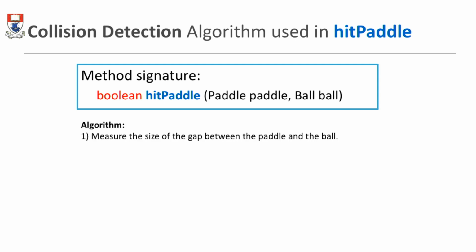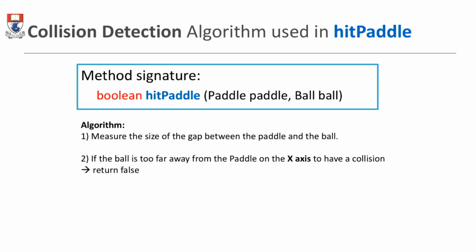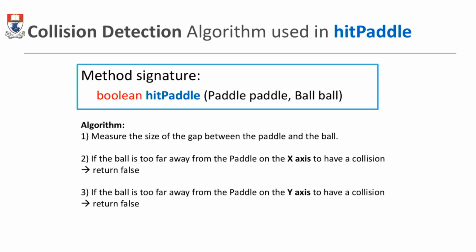So there's four steps to this. The first thing we've got to do is measure the size of the gap between the paddle and the ball. If the ball is too far away from the paddle on the x-axis to have a collision, we return false. If it's too far away on the y-axis to have a collision, we return false. Otherwise, we return true. So we look at the scenarios where we know it definitely can't be a collision, and if it's none of those situations, then we have a collision. That's the logic. And how do you do that?